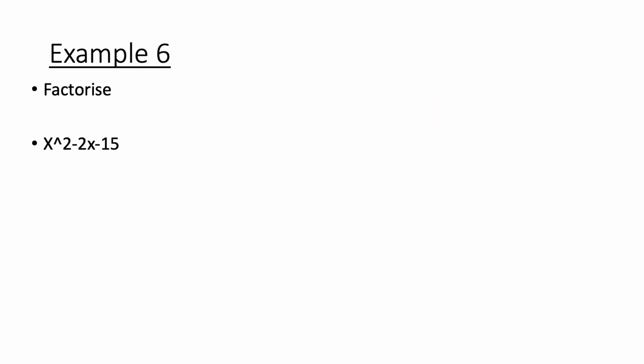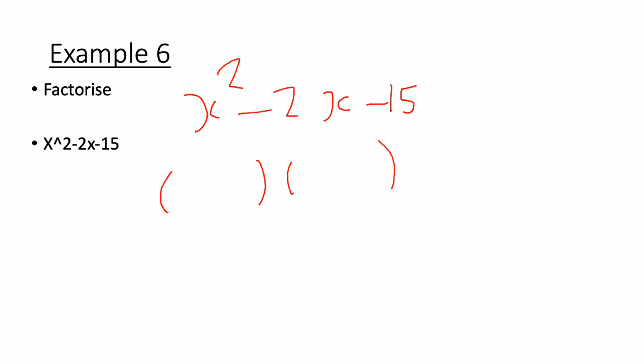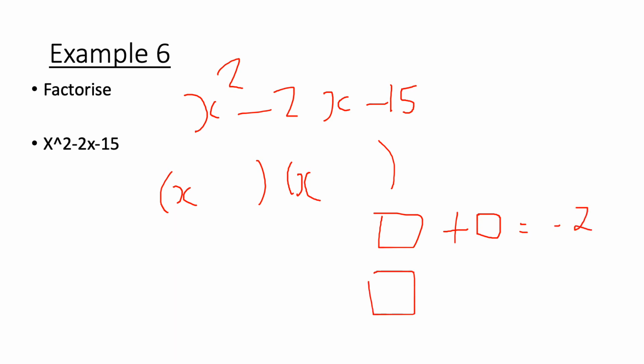Example 6, guys. Factorize x squared minus 2x minus 15. It's a bit trickier, this one. Again, double brackets. X squared is going to be x and x. And then it's 2 numbers that add to make minus 2 and multiply to make minus 15. What I'm going to do here, guys, is put a plus and a minus, because a positive times a negative gives me a negative. So I know that one number has to be positive and one number has to be negative to make minus 15.